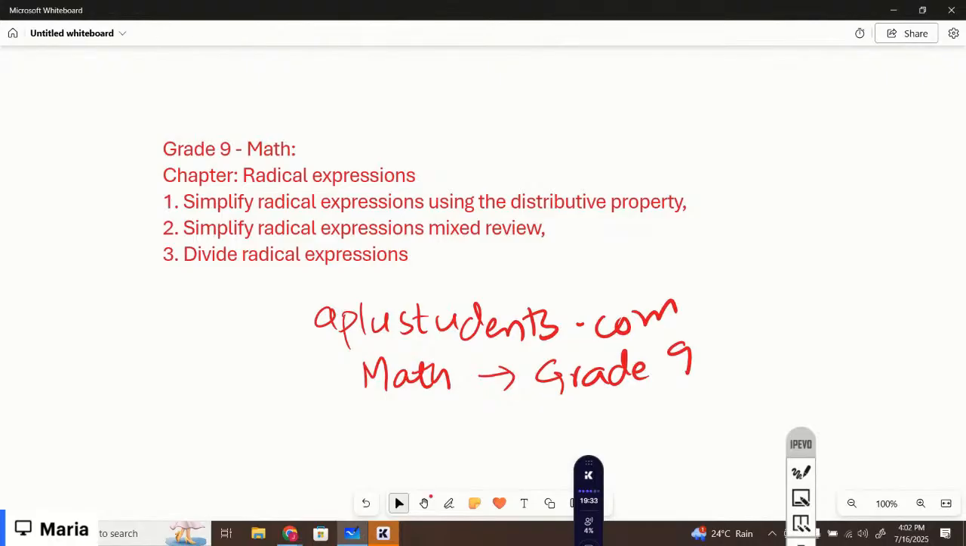There you can find a list of the chapters. We're going to start with the chapter radical expressions. The lessons we're going to cover today are simplify radical expressions within distributive property, simplify radical expressions, mixed review, and divide radical expressions. So please make sure you have your notebook and pencil so that you can note down the important examples and definitions as well.